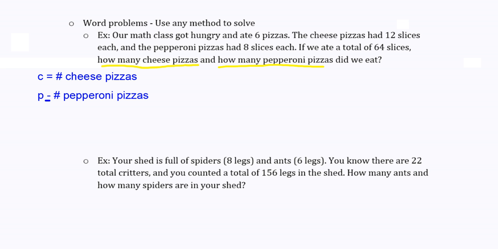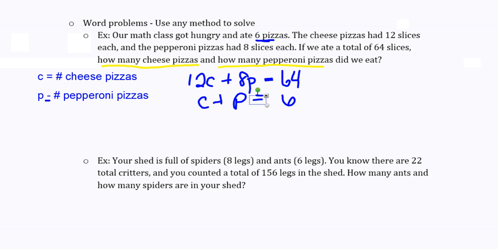let's see. The cheese pizzas had 12 slices each, so 12 slices for each cheese pizza. Pepperoni pizzas had 8 slices each, so plus 8p. And there were 64 total slices eaten. I also know that I ate 6 pizzas in total, so cheese and pepperoni together is going to be 6. And I can solve this system of equations.